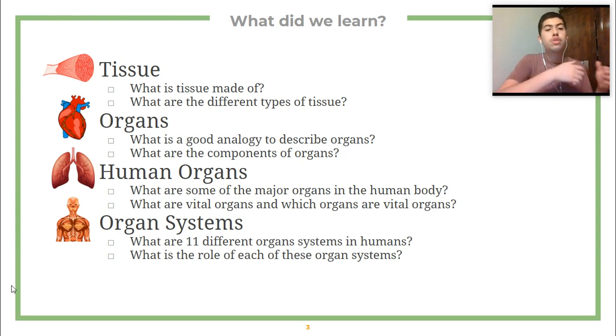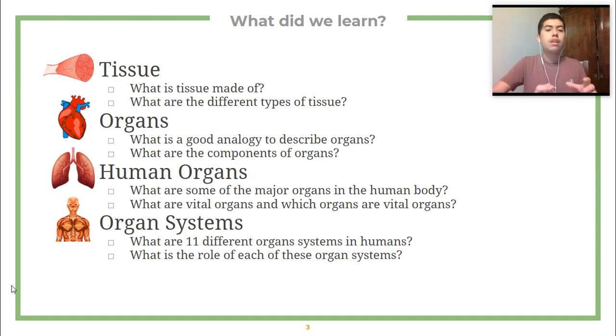So, first we started off with tissue. And some key questions to know are what is tissue made of? What are the different types of tissue? And then on Tuesday you learned about organs. So what is a good analogy to describe organs? What are the components of organs?